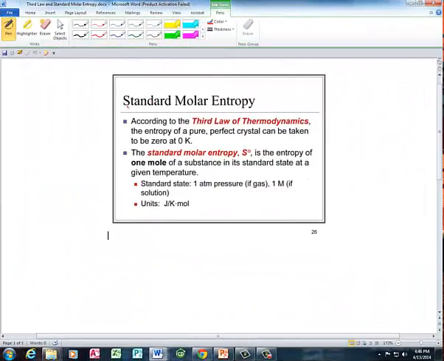Now I want to introduce you to standard molar entropies. And we can't talk about standard molar entropies unless we introduce you to the third law of thermodynamics, and I promise this is the last law of thermodynamics that I'm going to introduce you to. So according to the third law of thermodynamics, the entropy of a pure, perfect crystal at 0 Kelvin is 0 entropy.